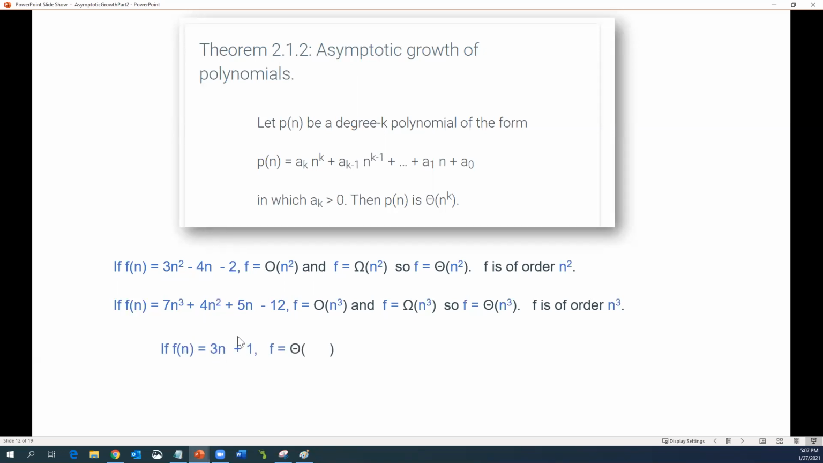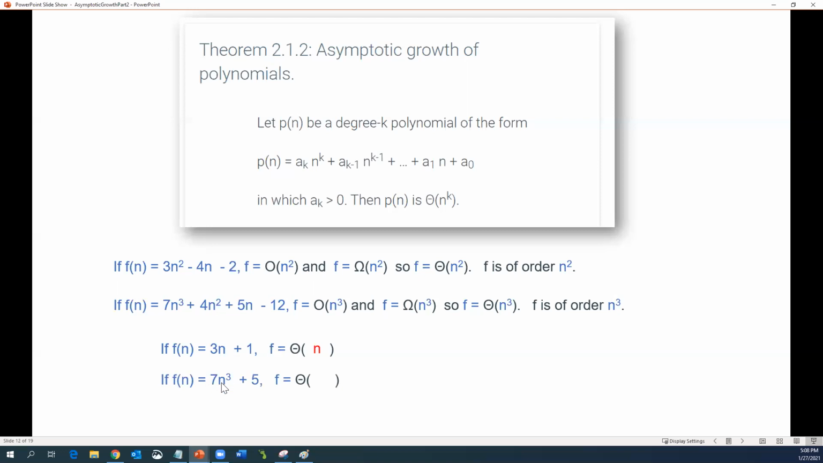Here we have this function. It's a linear function. What would we say f is theta of here? Anybody want to say? N, just plain n, right. Because again, this is a polynomial, although a very simple polynomial, and the highest degree is 1. So we would say it's O of n to the first, and it's omega of n to the first, so it's theta of n to the first, right?